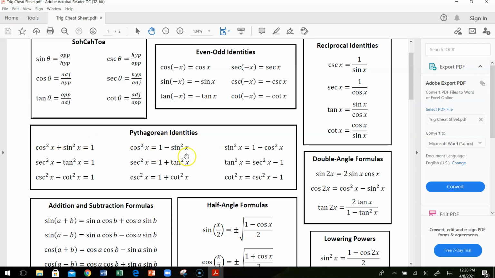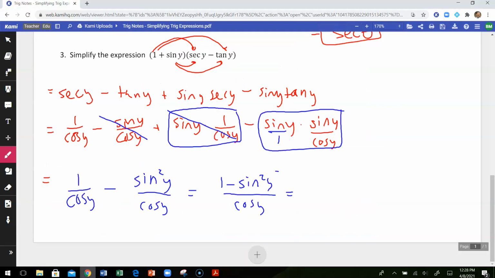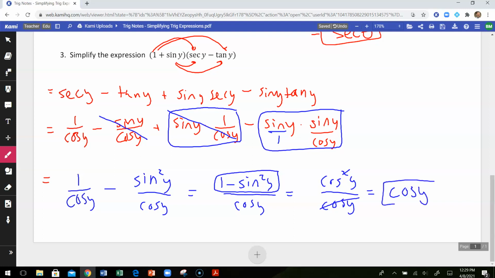And what we have at this point in our numerator is 1 minus sine squared. So I'm going to replace that with cosine squared. Okay, so this 1 minus sine squared is going to become cosine squared. So I have cosine squared y over cosine y, and then I can essentially eliminate one of those cosines on top with the cosine on bottom, leaving us with cosine of y.